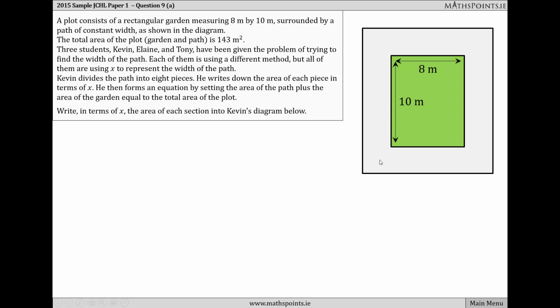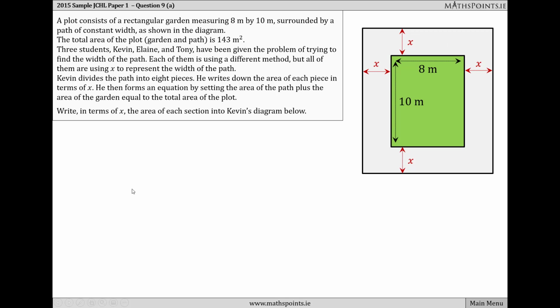Now the question is going to be to find the width of this garden, and 3 students, Kevin, Elaine and Tony, have been tasked with this problem. So they've all been told that the width of the path is x. They've also been told that the area of the full plot is equal to 143 meters squared. So the garden plus the surrounding path is equal to 143 meters squared.